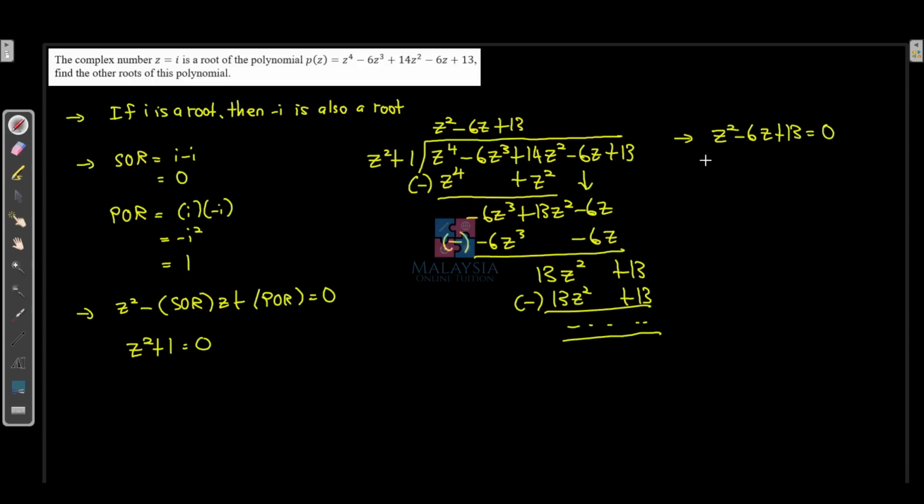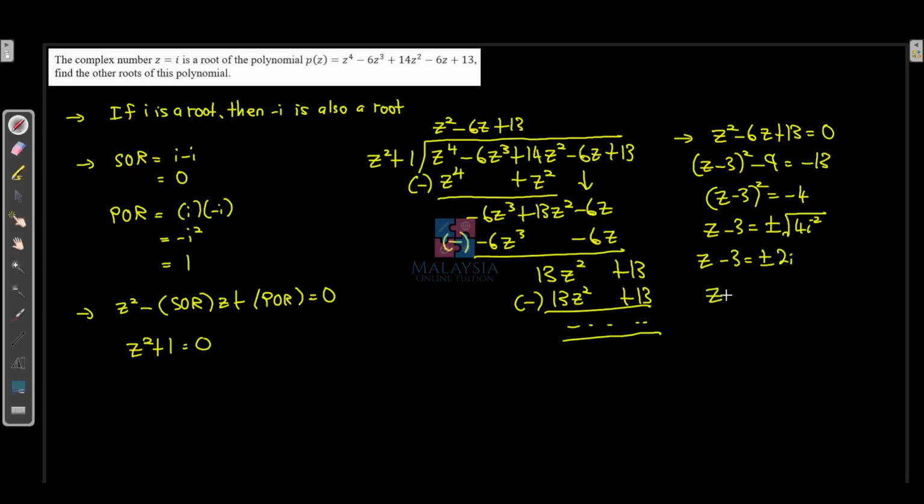So we are going to do completing the square here. So z minus 3 squared minus 9 equals negative 13. So z minus 3 squared equals negative 13 plus 9, that is negative 4. So z minus 3 equals plus minus, and you know that negative 4 is going to be 4i squared. So we can write it like this, the square root of 4i squared. Don't forget the plus minus. z minus 3 equals plus minus 2i. So then our z is going to be 3 plus minus 2i.